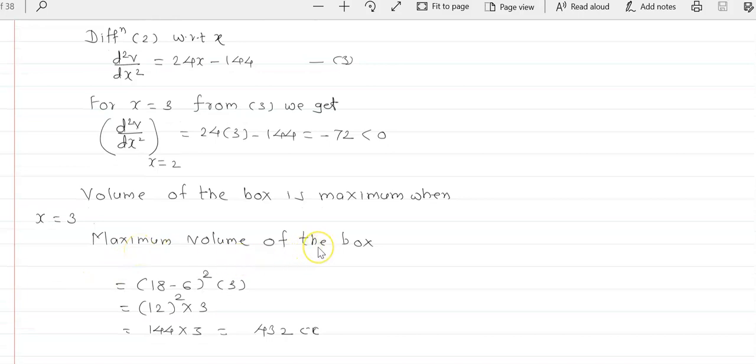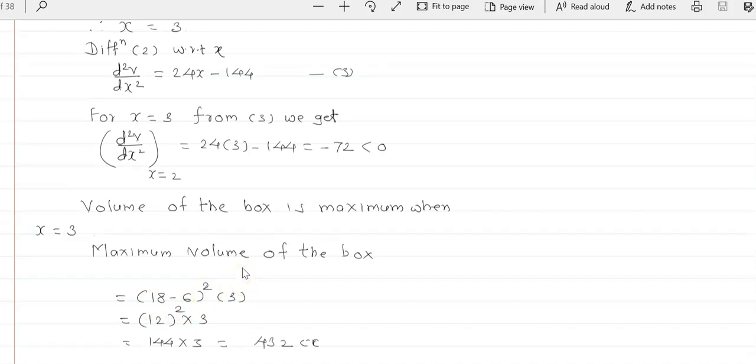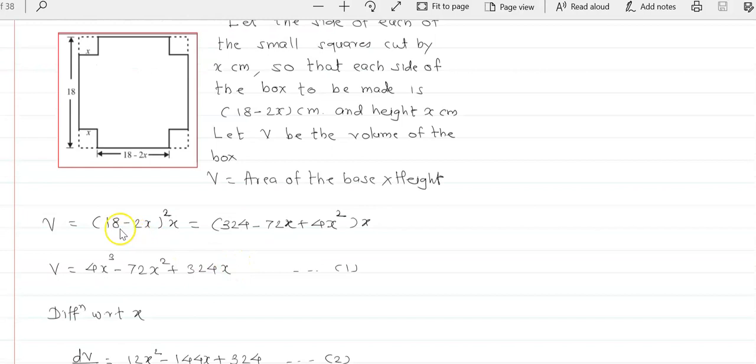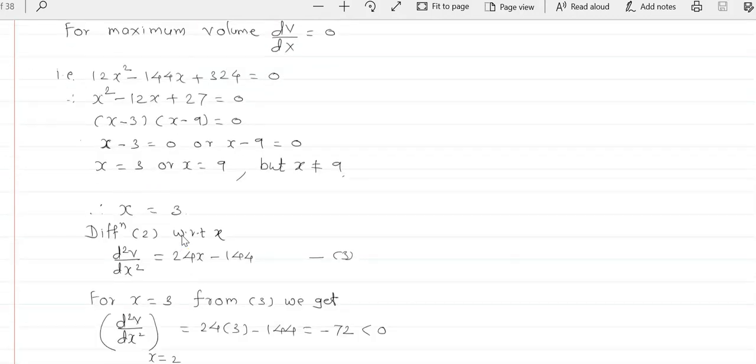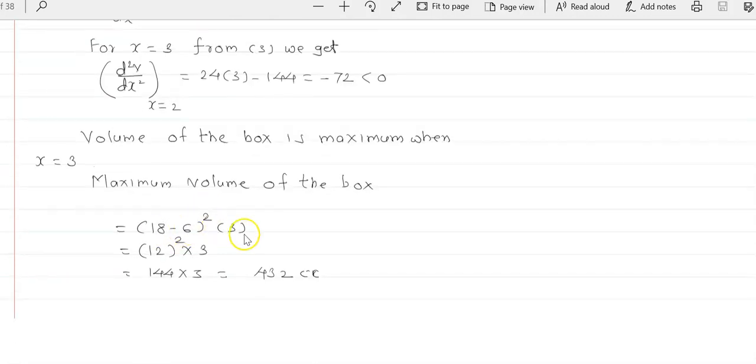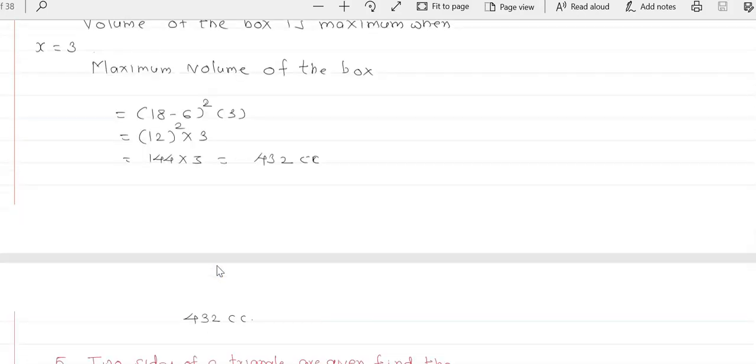Now, what is the maximum volume? If we substitute the value, to find its volume, that is (18 minus 2x) square into x. The value of x is 3. That is (18 minus 6) square into 3, that is 12 square into 3, that is 144 into 3, that is 432 cubic centimeter. And this is the volume.